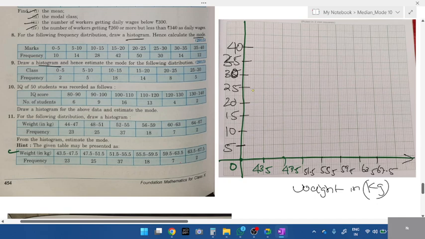We'll solve and check the answer. Completed. Next, from 0 to 45, what's the answer, students? 20.